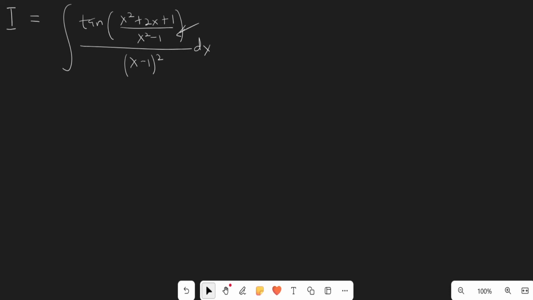Okay, so let's solve this integral by really looking at what is inside the tan. So you have the tan of (x squared plus 2x plus 1) all over (x squared minus 1). So let's break that one down. We can start off by looking at x squared plus 2x plus 1 all over x squared minus 1.